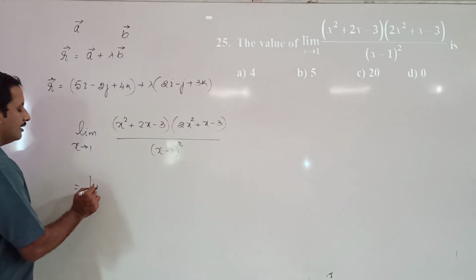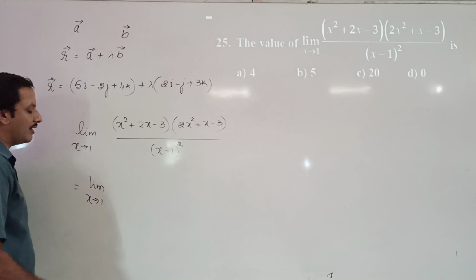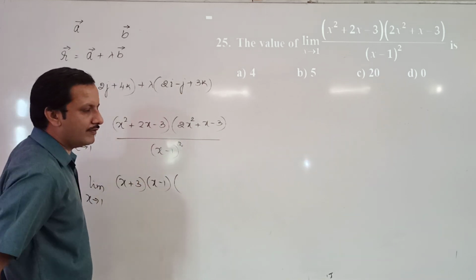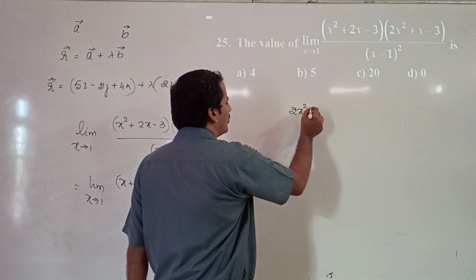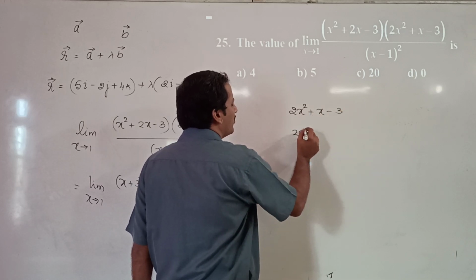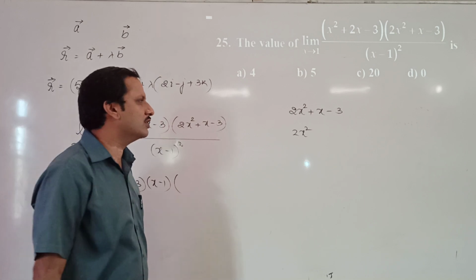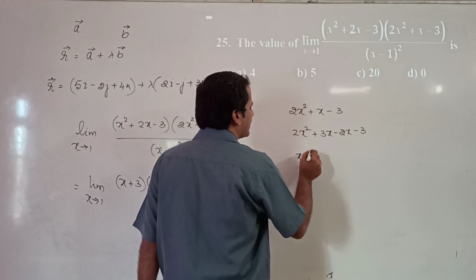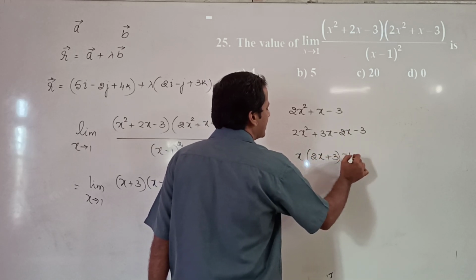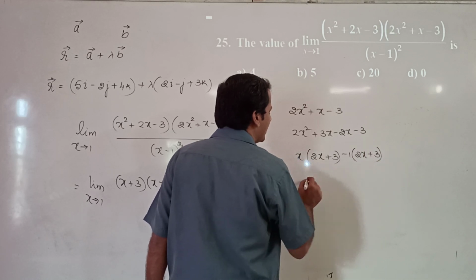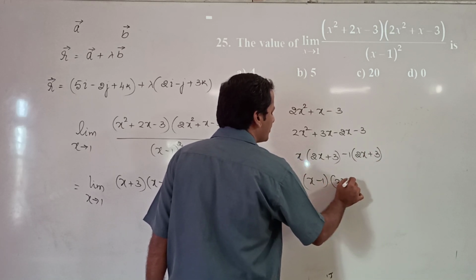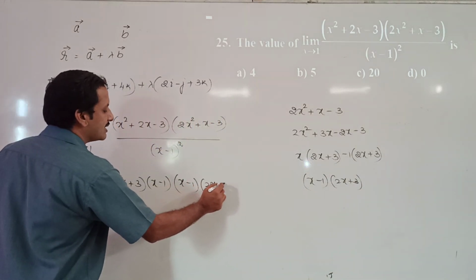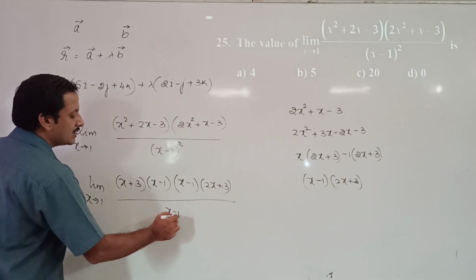You can directly write x square plus 2x minus 3. On factorization it will give you (x plus 3) into (x minus 1). I will factorize here 2x square plus x minus 3. So when you multiply we should get minus 6x, when you add we should get plus x. So I can take 3x and minus 2x. So x into (2x plus 3) minus 1 into (2x plus 3). That means (x minus 1) into (2x plus 3). Okay? So (x minus 1) into (2x plus 3) divided by (x minus 1) whole square.